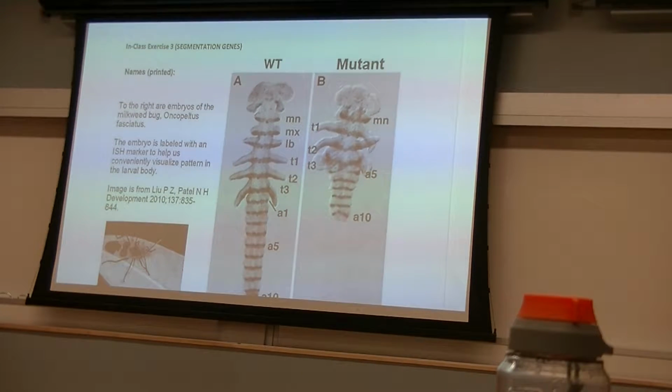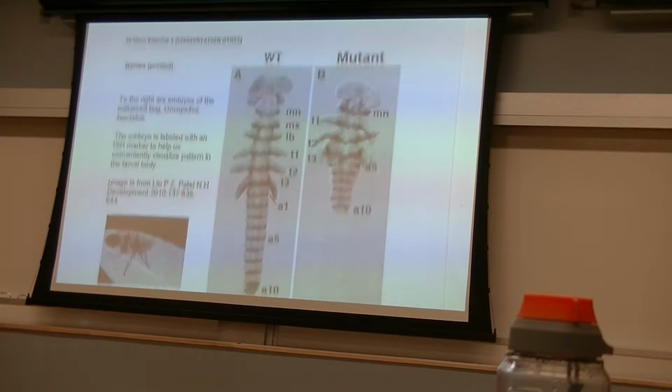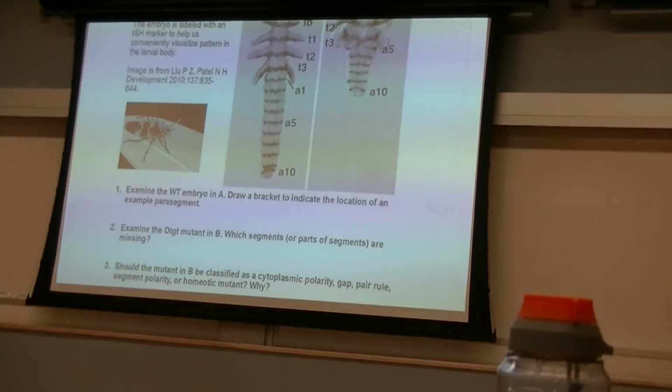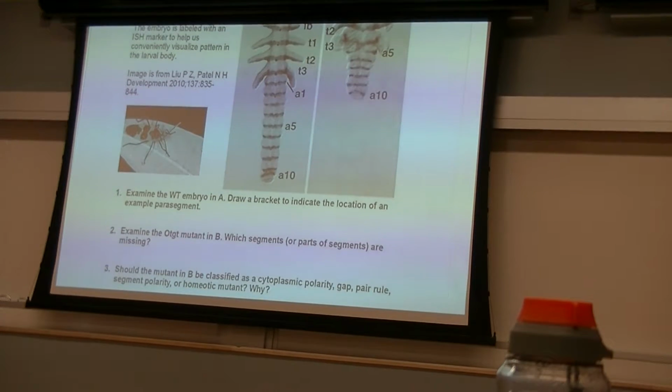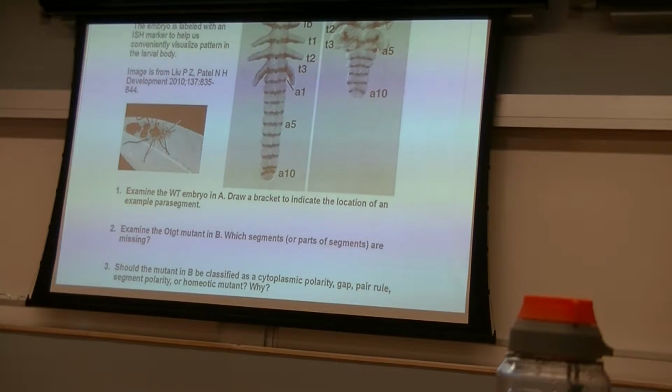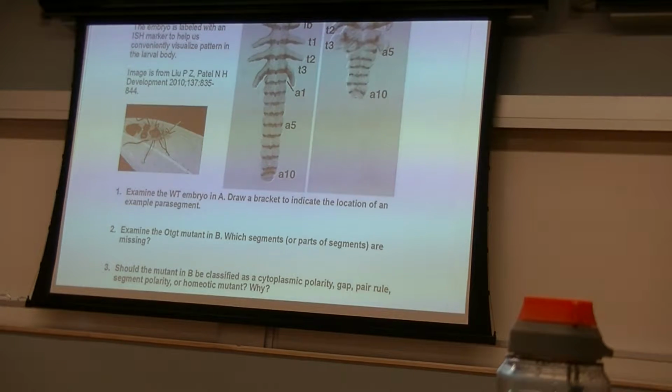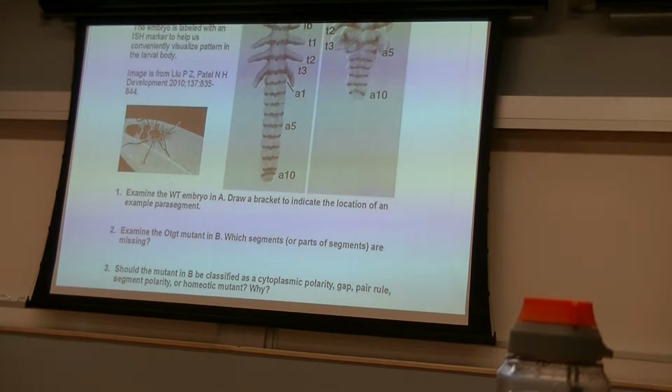Okay, so question one here. It's asking about where is the location of an example parasegment. Anybody want to volunteer their diagram for being shown up here? Would it be between any of the two segments? Okay, a segment in between two segments? So what would that look like? Take A5 and put a line through A4 and A5.